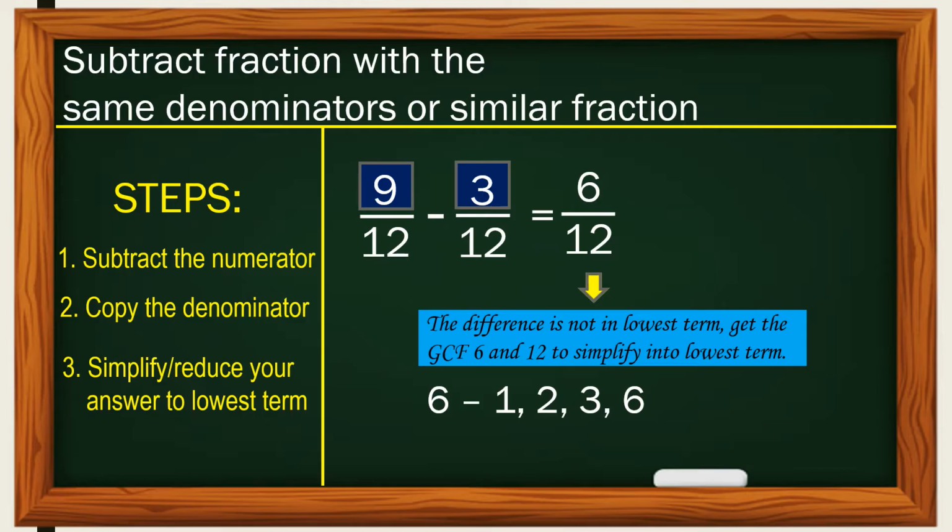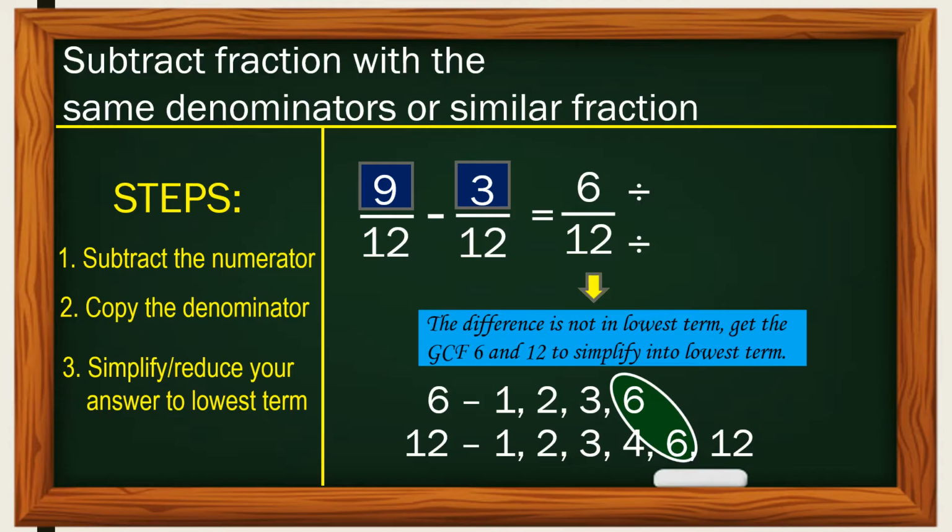So, we need to simplify it into lowest term by getting the GCF of 6 and 12. So, we're going to list the factors of 6. We have 1, 2, 3, and 6. The factors of 12, we have 1, 2, 3, 4, 6, and 12. Tingnan natin yung greatest common factor sa kanilang dalawa, which is 6, na siyang magsisilbing divisor sa ating fraction. So let us divide 6 divided by 6, then 12 divided by 6 is equal to 1/2. So our final answer is 1/2.